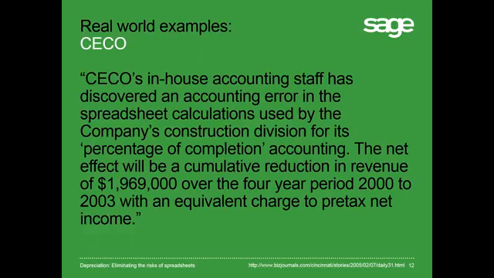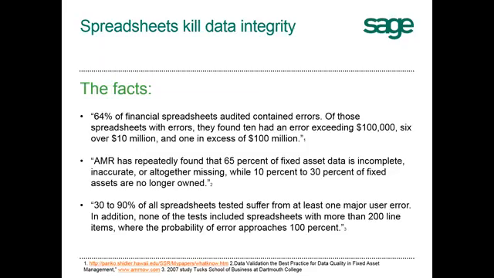A spreadsheet led to errors on CECO's construction in progress accounts, resulting in a $1.9 million reduction to net income that had to be spread out over a 4-year period. Long story short, the lack of control and data integrity offered by spreadsheets can be downright dangerous.